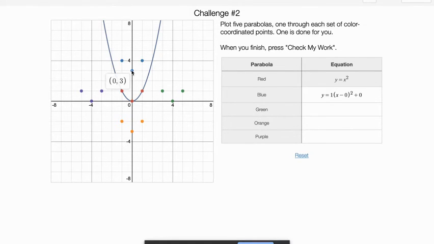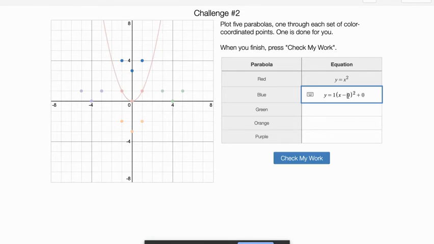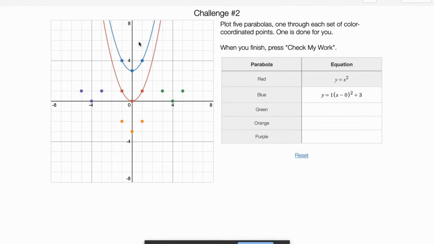But I know my vertex should really be up at 0, 3. So this 0 isn't going to change. The y value of that vertex should be 3. And now I have this equation that perfectly matches for challenge number 2. So if you use this format, I think that's going to be very helpful for green, orange, and purple.